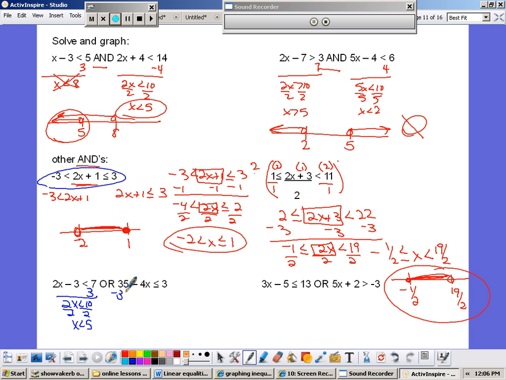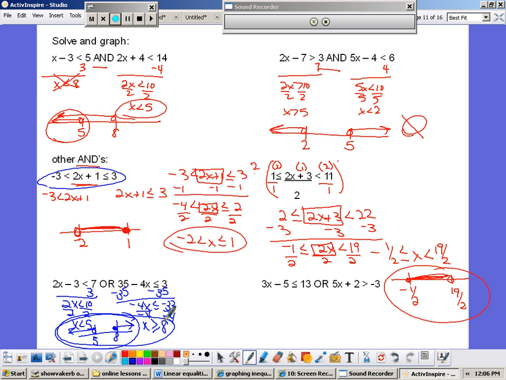Subtract my 35. Negative 4x is less than or equal to negative 32. Divide by negative 4. X is greater than or equal to, because I had to flip the sign, 8. So let's see. 8 solid dot greater than. 5 open dot less than. That's what an or is supposed to look like. So this is my answer.